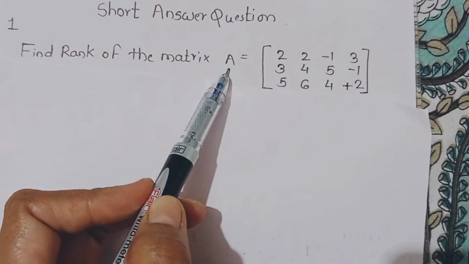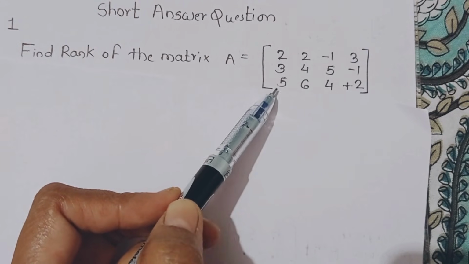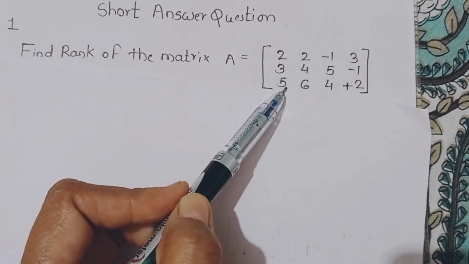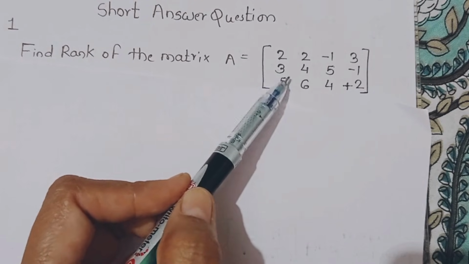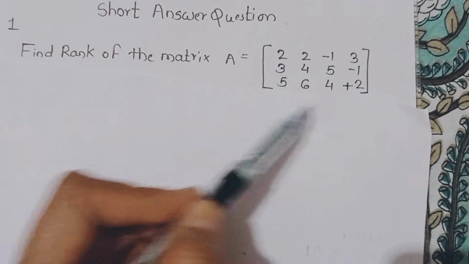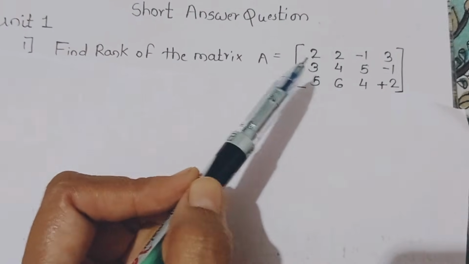For that we have to convert the given matrix into row echelon form using row operations. After that, the number of non-zero rows in that row echelon form gives the rank of A. So the first step is to convert this matrix A into row echelon form by using row operations. So what is row echelon form?